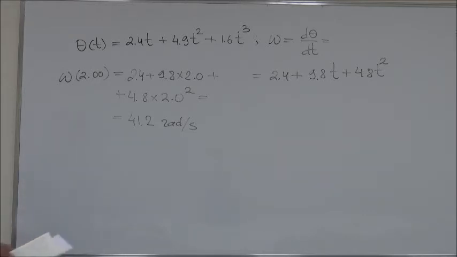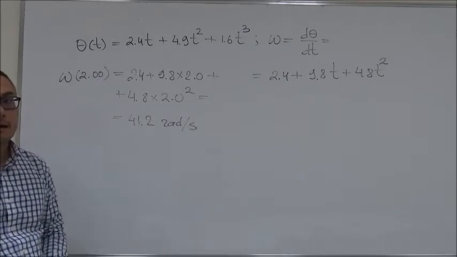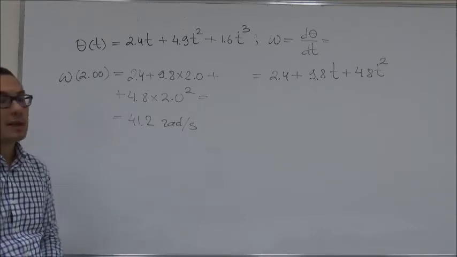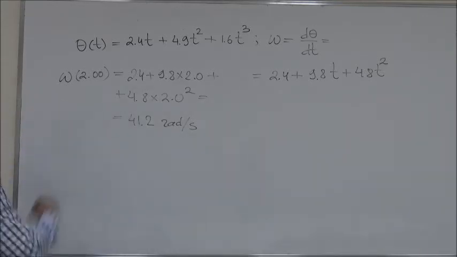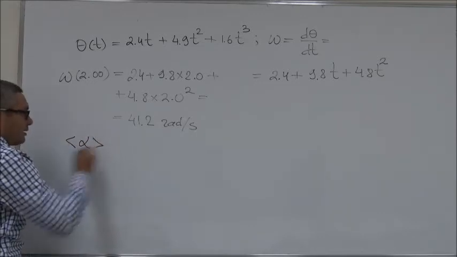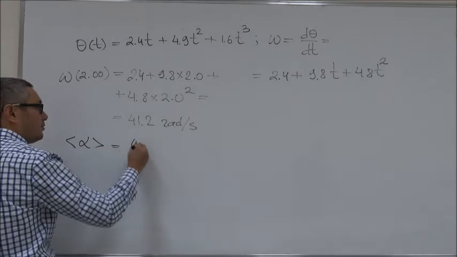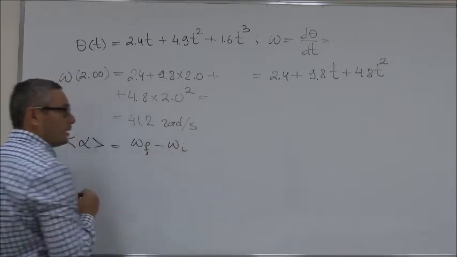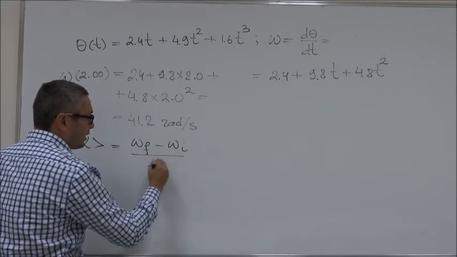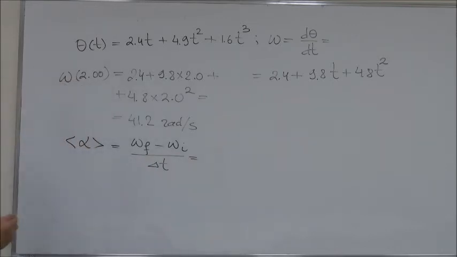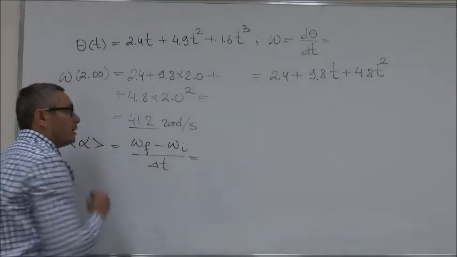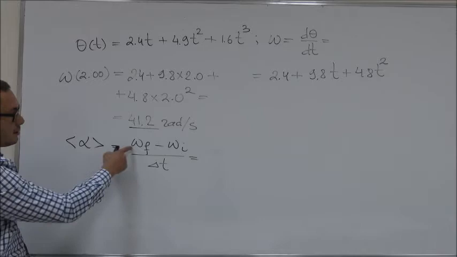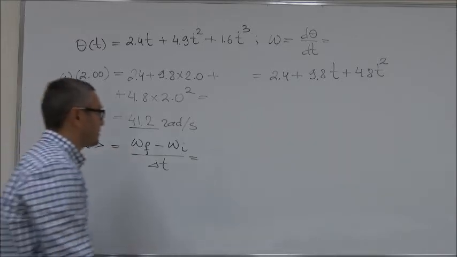In part B of the experiment, we need to find the average acceleration of the point from time t equals 2 to time t equals 5 seconds. So average angular acceleration, alpha, is equal to final angular velocity, omega final, minus initial angular velocity, omega initial, over the time interval delta t. We already know our initial angular velocity, that's 41.2. So we just need to find omega final, the final one, at 5 seconds.